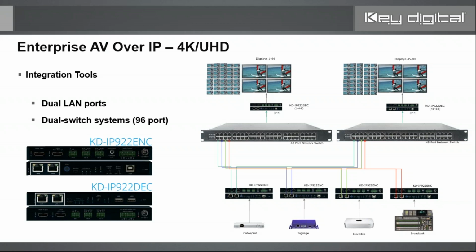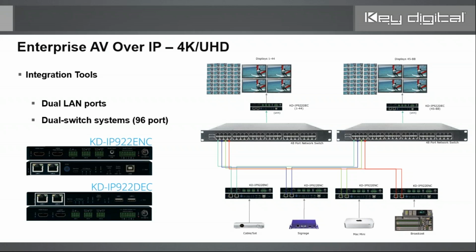So in this system, we have, for example, 4 encoders. Port 1 feeds network switch 1 and port 2 feeds network switch 2. So 4 times 2 equals 8. So 96 minus 8 allows us to build a 4 by 88 system here.